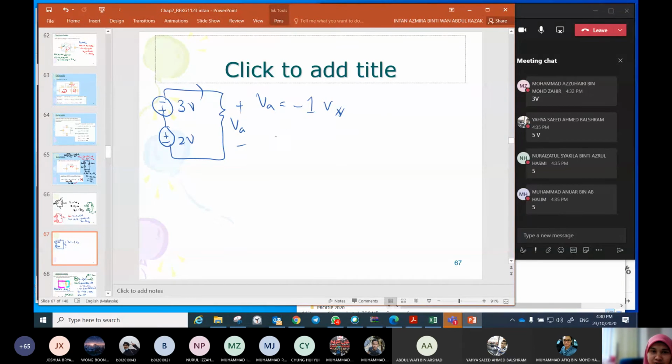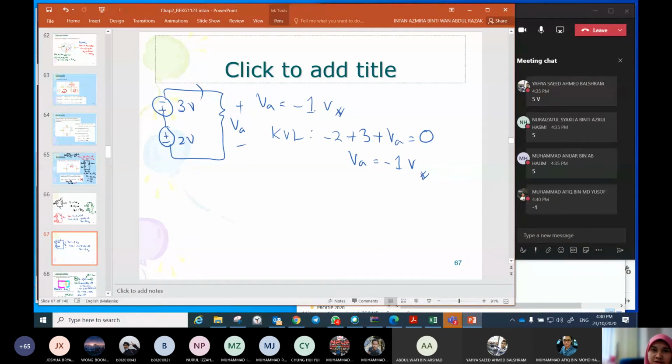Okay, now let's prove. Let's write KVL. Minus 2 plus 3 plus VA equal to 0. VA is equal to minus 1 volt. Don't forget to put the unit at your final answer. Okay, so this is with KVL.